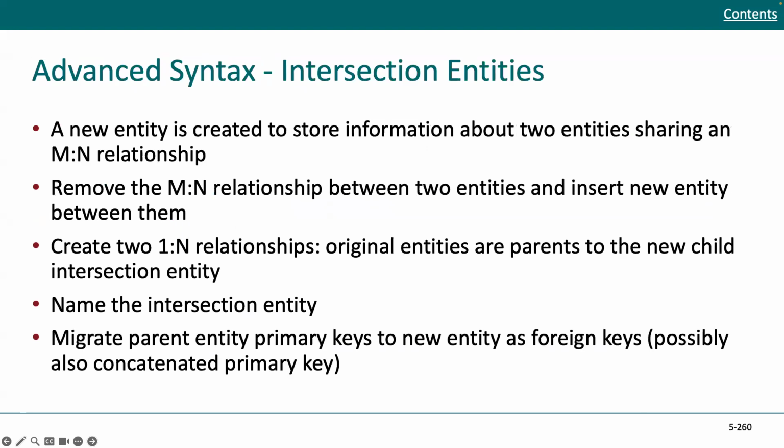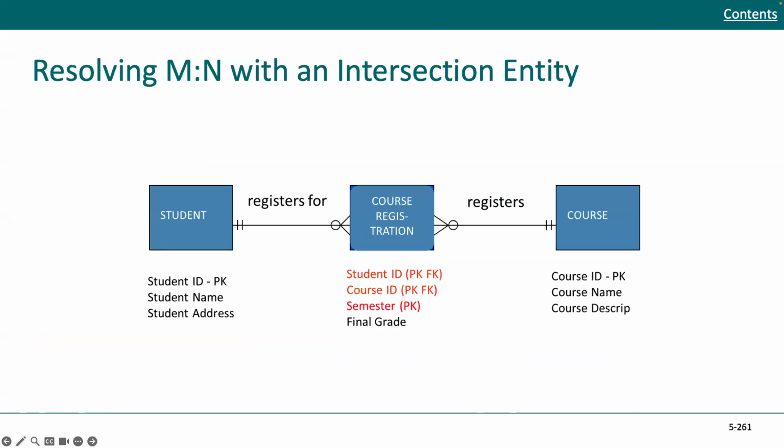There are also some advanced syntax things that we can be thinking about, the intersection entities. A new entity is created to store information about 2 entities sharing an M to N relationship. Remove the M to N relationship between the 2 entities and insert a new entity relationship between them. Create 2 1 to N relationships. Original entities are parents to the new child intersection entity. You can then name the intersection entity and migrate parent entity primary keys to the new entity as foreign keys. Possibly this could be done with a concatenated primary key as well. So that just gives you some more perspective of what we can be doing and utilizing advanced syntax.